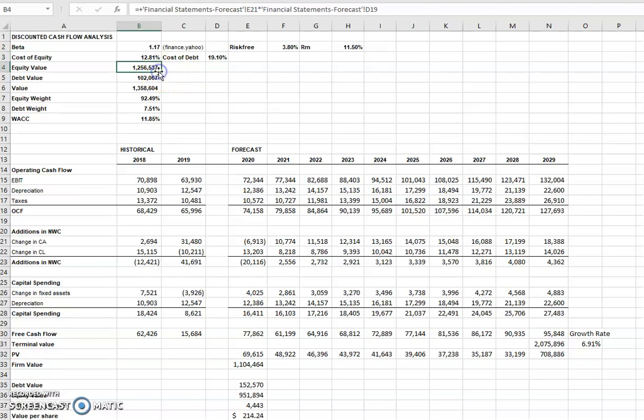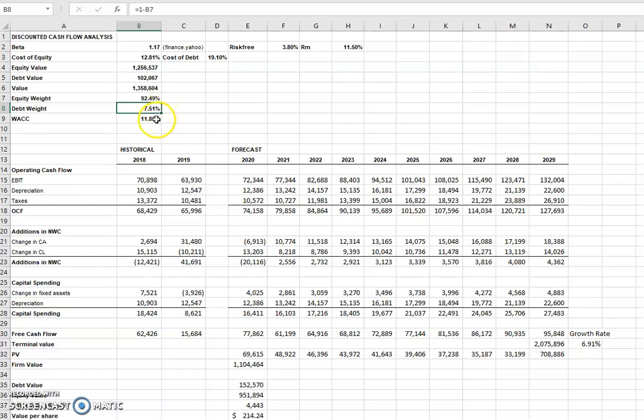Next, we calculate the equity value, which is the current share price from Yahoo Finance multiplied by the number of shares. To get the debt value, we add the short-term and long-term debt for 2019. Next, we sum the two values together. To get the weight of equity, we divide the equity value by the total. To get the weight of debt, we take 1 minus the weight of equity.